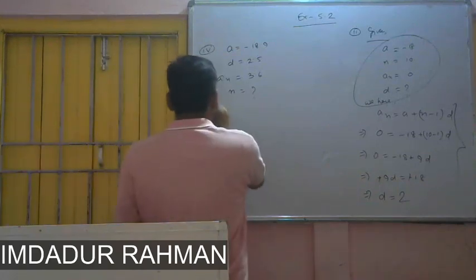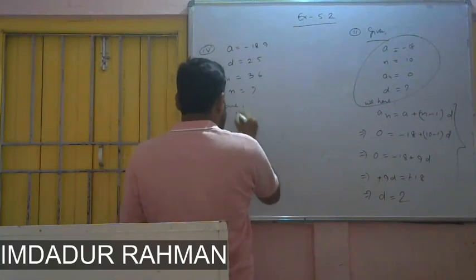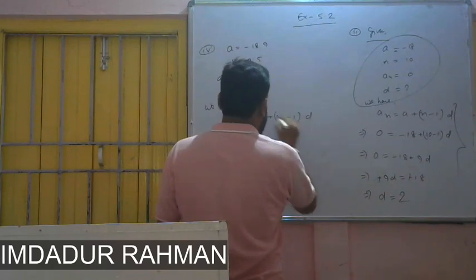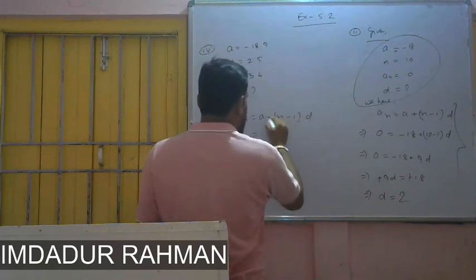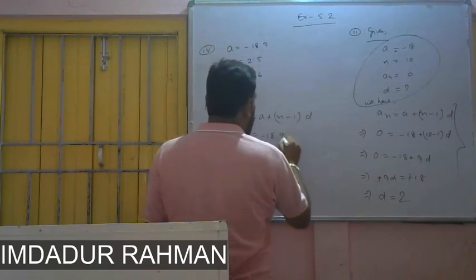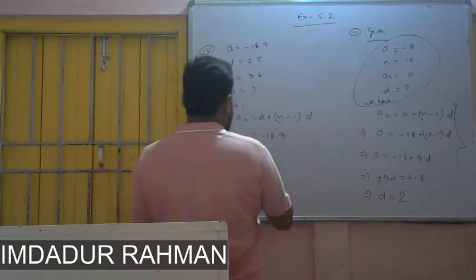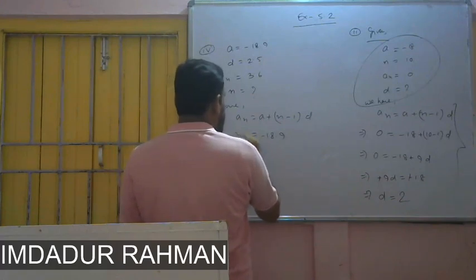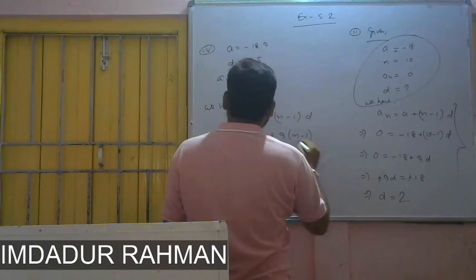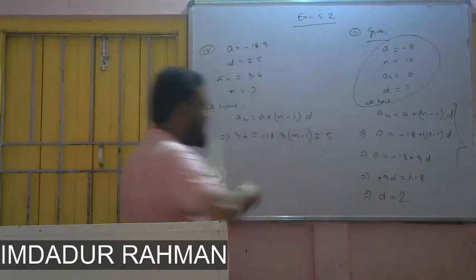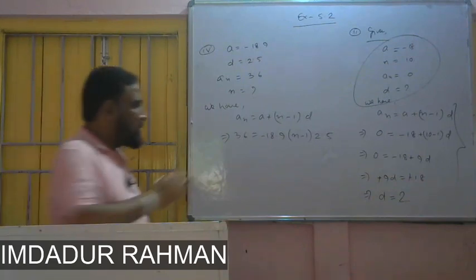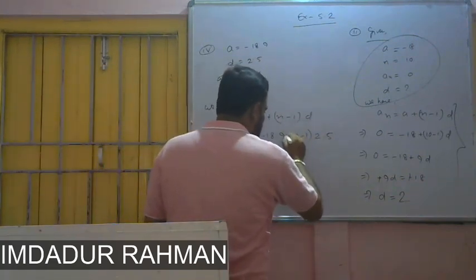So AN is equal to, we have AN is equal to A plus N minus 1 into D. A is what? Minus 18.9. AN is 3.6. N to find out, and D is 2.5. You see? Okay? That one mistake is there. Plus.